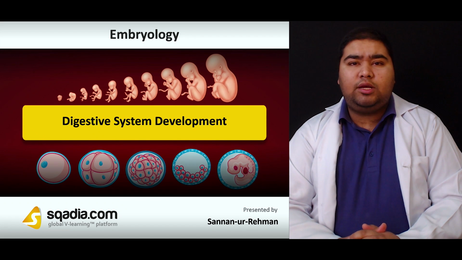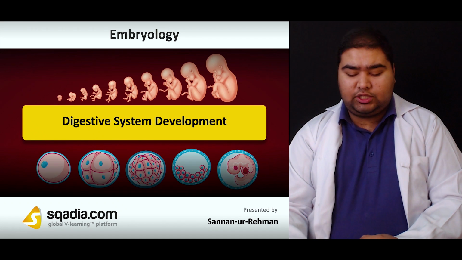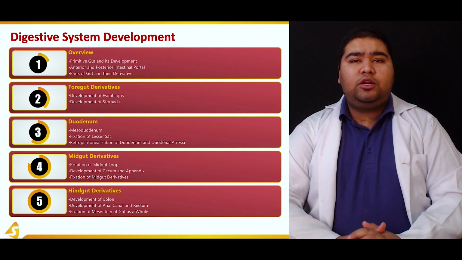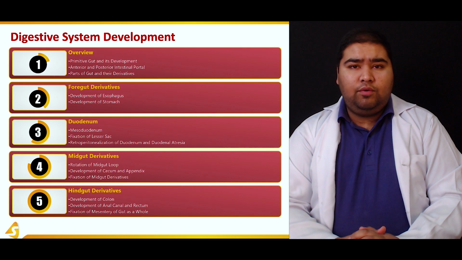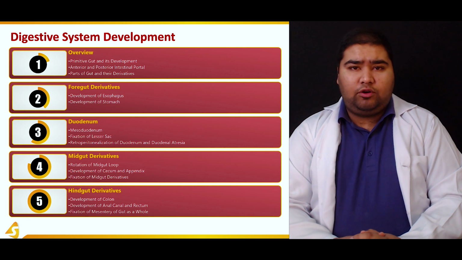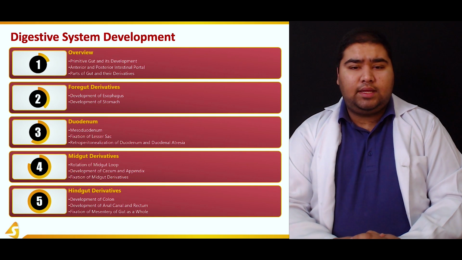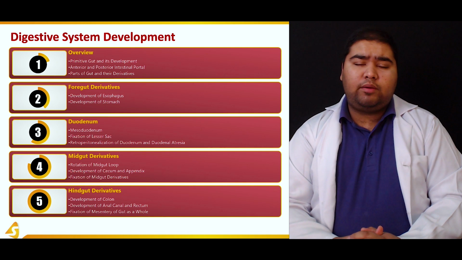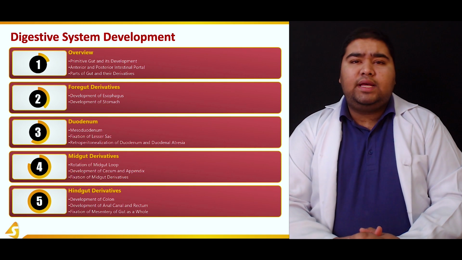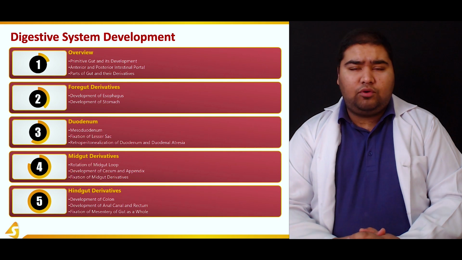In this lecture, we'll be talking about the embryology in 5 separate sections. These sections will include a first section on the overview, in which we'll see how the digestive primordium is formed and divided into foregut, midgut, and hindgut. In the second section, we'll be talking about the foregut derivatives, that is, what adult structure is actually formed by the foregut in the human body.